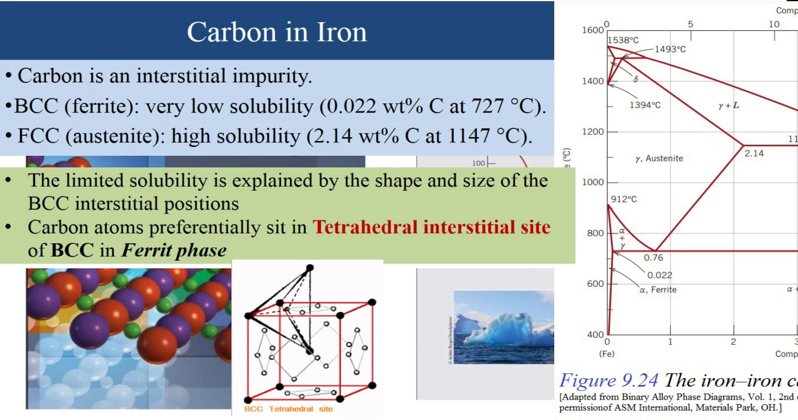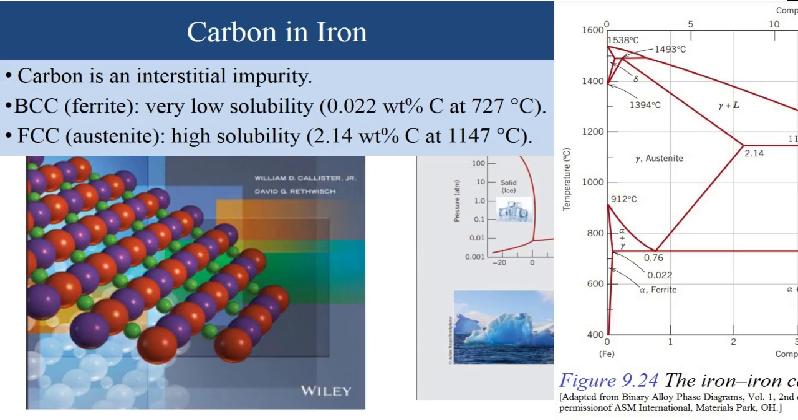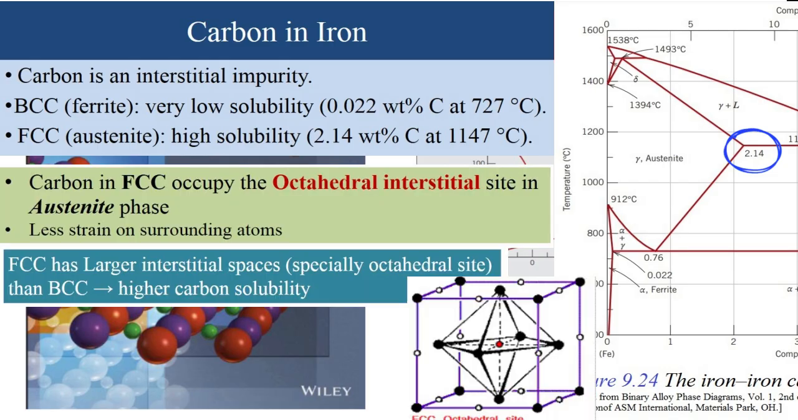But contrast that with the FCC austenite phase. The maximum solubility of carbon in austenite is dramatically higher. It can hold up to 2.14 weight% at 1147 C. Whoa, that's a huge difference. It's roughly 100 times more carbon than ferrite can hold. The FCC structure has these larger octahedral interstitial sites that can accommodate carbon atoms much more easily. It causes less strain on the surrounding iron lattice. So it's really just about the geometry. The arrangement of the iron atoms dictates how much carbon can physically squeeze in.